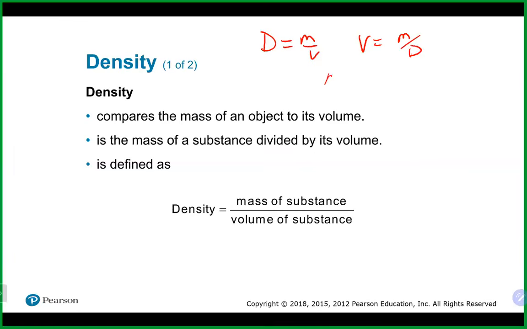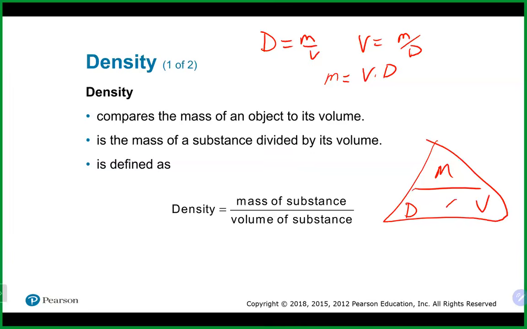That also means that mass is volume times density. Sometimes people remember this by the DMV triangle. Everybody loves the DMV. So density is mass over volume. Volume is mass over density, and mass is volume times density. So that's a quick way you could remember how to rearrange that particular equation.